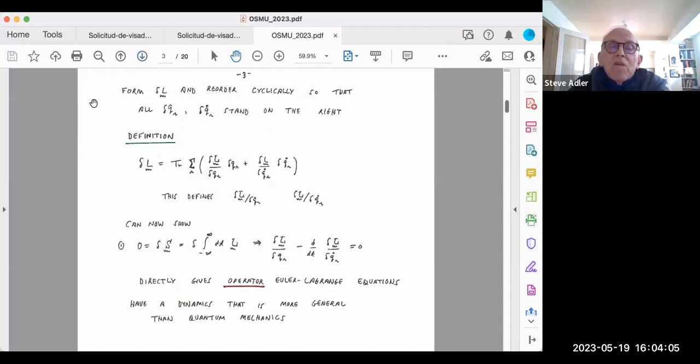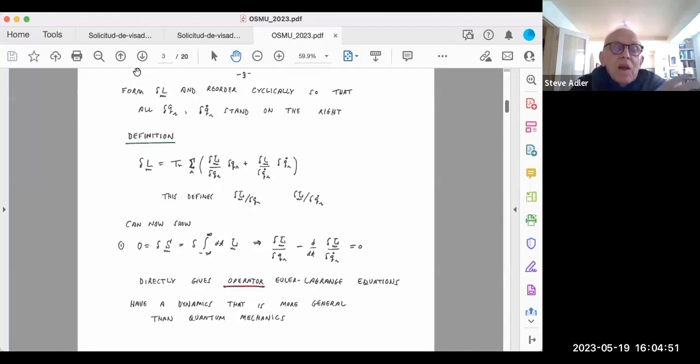Now if you take the variation of the trace Lagrangian and reorder cyclically so that all variations of q_r and variations of q-dot_r stay on the right, you can define derivatives of the trace Lagrangian with respect to q_r and with respect to q-dot_r by the following formula. The variation of boldface L is the trace of the sum over all degrees of freedom r of the derivative of L with respect to q_r times delta q_r, plus the derivative of L with respect to q-dot_r times delta q-dot_r. This is the definition of those derivatives, where boldface L is the trace Lagrangian.